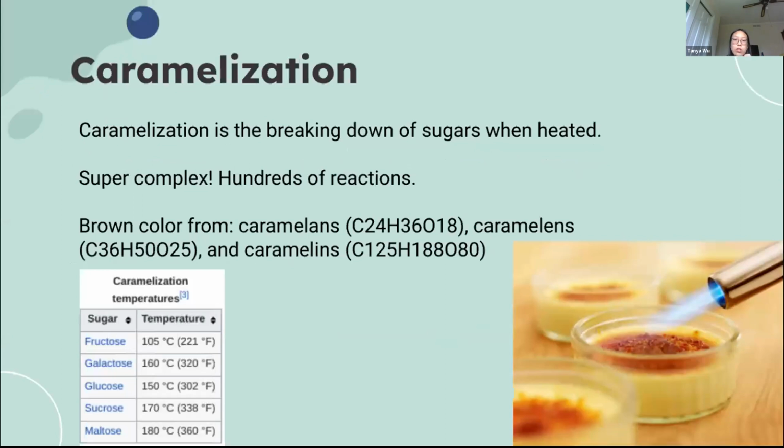Caramelization is when sugars break down when heated, and it's super complex, with hundreds of reactions, but there are 3 main products that create the brown color that we know. Caramelans, caramelens, and caramelins, or I don't know. Depending on the temperature that you heat it to, it will caramelize based off of the type of sugar.